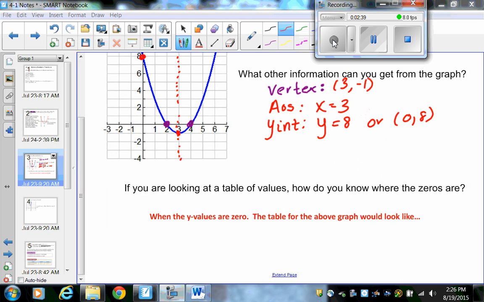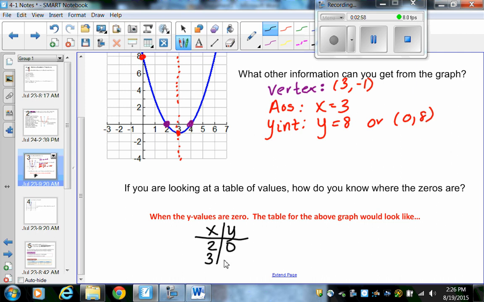Our next question says, if you're looking at the table of values, how would you know where the zeros are? Well, your zeros are when the y values are 0. So for the table above, our table would look something like this. You would have an x and your y, and it would show that at 2 we get out 0, at 3 we get out -1, and at 4 we get out 0. So you can see here that the y values are 0, which tells you that 2 and 4 are your zeros.